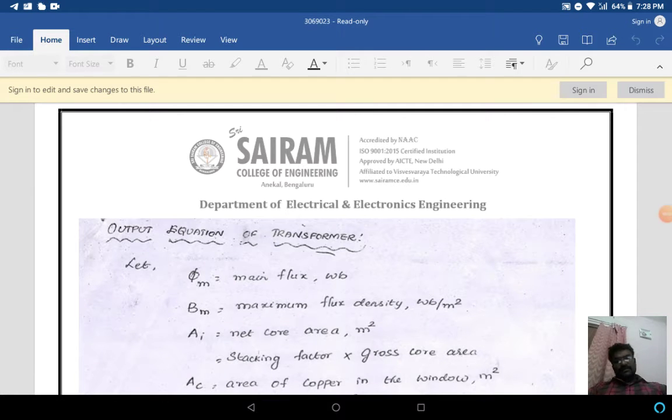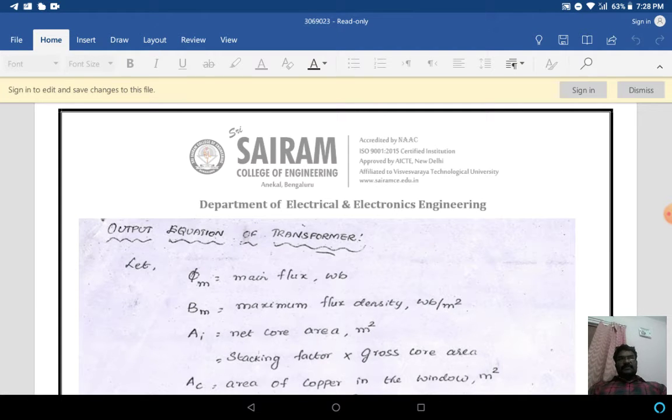Hi to all. Today we are going to discuss the output equation of a transformer. Before going to the output equation of a transformer, you have to see what a transformer is and the types of transformer. A transformer is a static device which will step up or step down the voltage without changing the frequency. That is called a transformer.